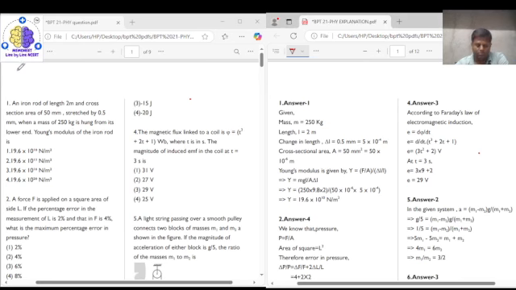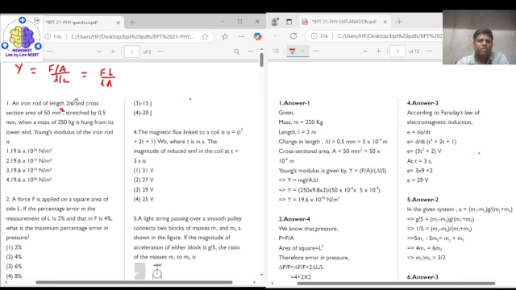The formula for Young's modulus is Y equals stress upon strain. Stress is force upon area, and strain is change in length, that is small l upon capital L. So this will turn out to be F into original length upon change in length into area of cross section, right? The cross section area is given as 50 millimeters square.